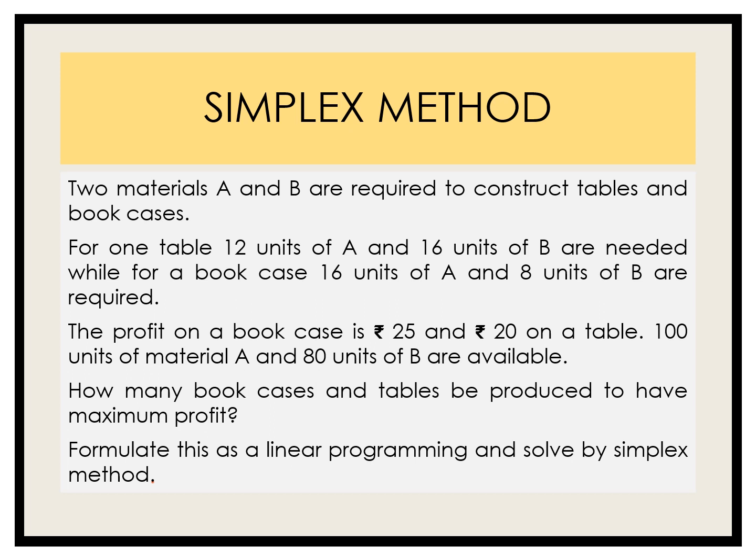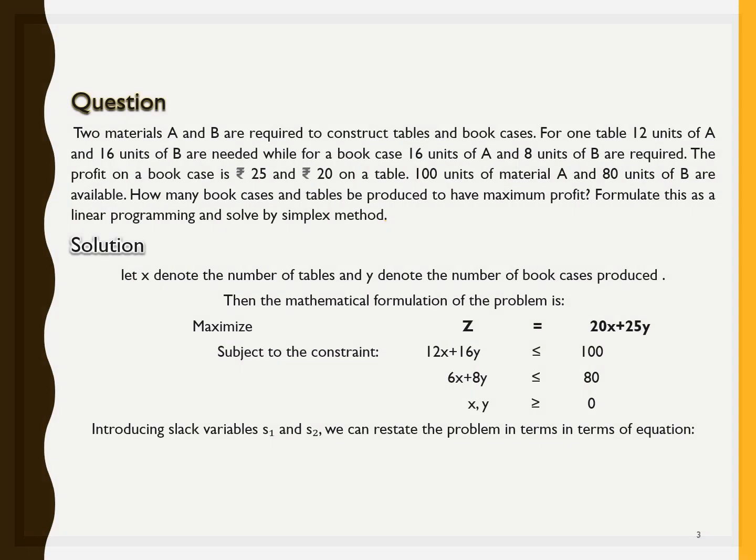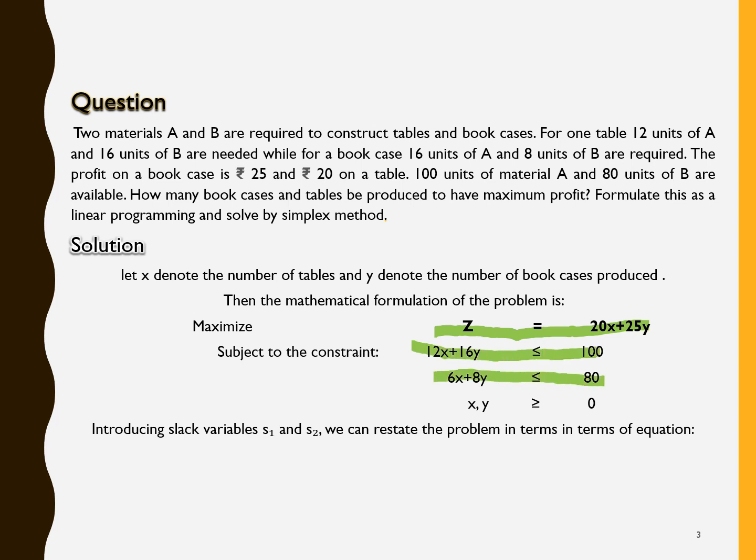So these two are the constraints, the 100 and 80. These two are the constraints, and the maximization is this profit function, 25 and 20. We have formulated the equations here as a maximization function. Then we have constraint 1 and constraint 2. So these all are the initial problem we have. We have to simplify this with the help of the simplex method, and certainly we have non-negativity constraints: x and y are greater than 0.